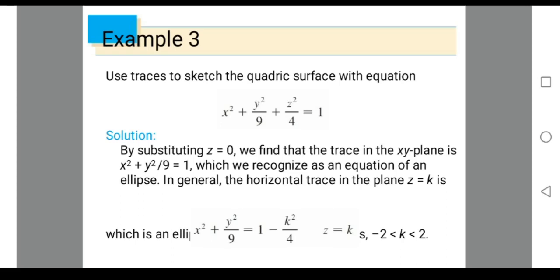All right, looking back to the solution. By substituting z equal to 0, we find that the trace in the xy plane is x squared plus y squared by 9. We just put the 0 in the place of z squared by 4, which was our third component, right? So what did we get? We get the equation x squared plus y squared by 9 is equal to 1.